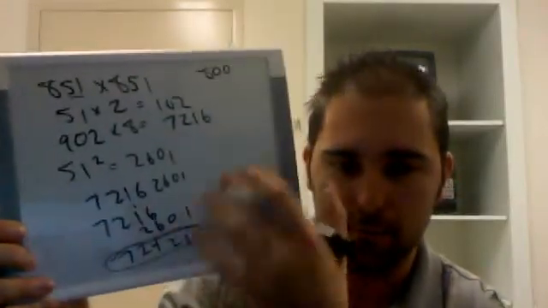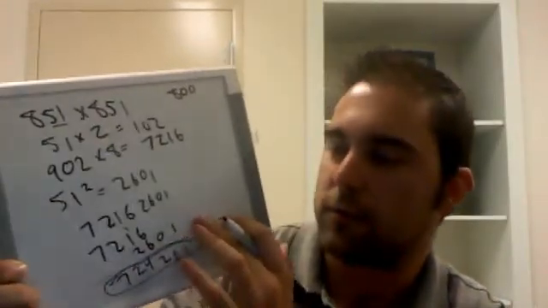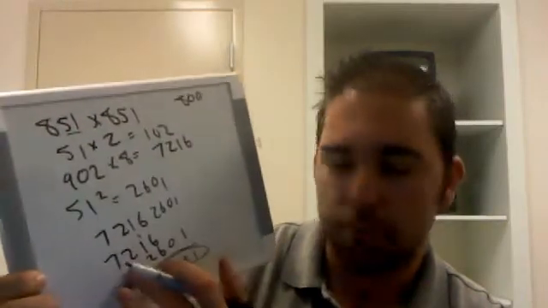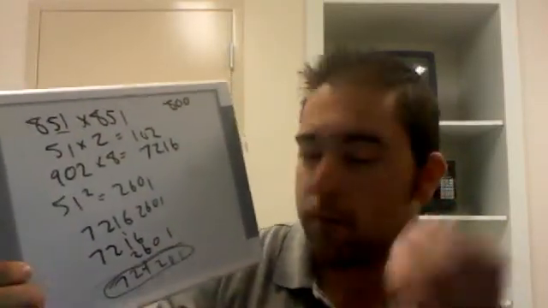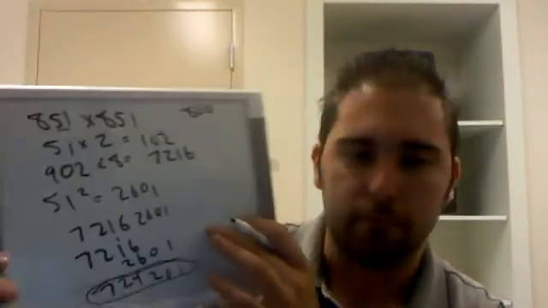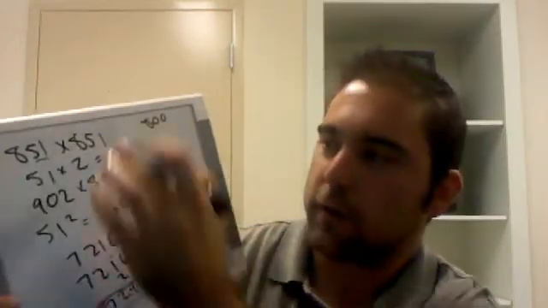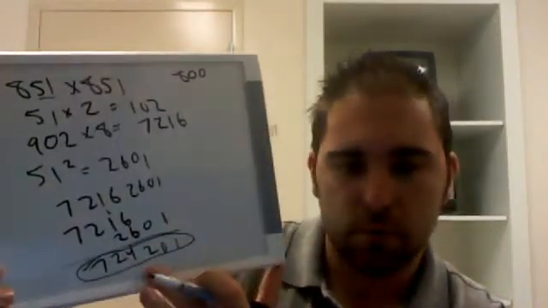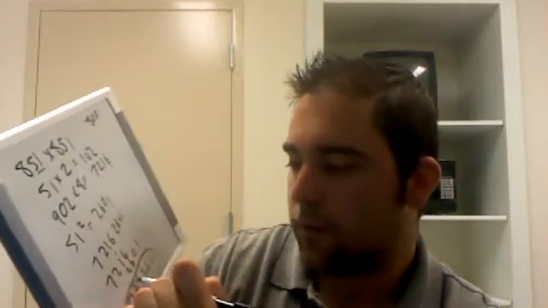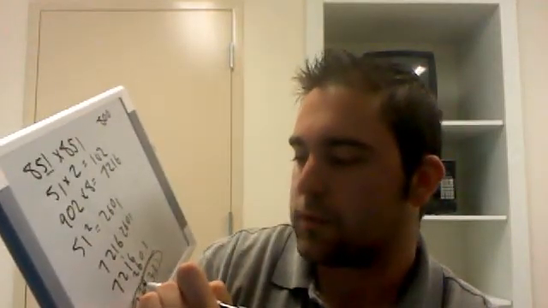So if you can sort of mentally picture this, I can mentally picture it, but I'm writing it out here visually so that you guys can follow it. But if you're able to picture this in your head and do it, then more power to you. You can really amaze some people. So 851 squared is 724,201. So that concludes this video.